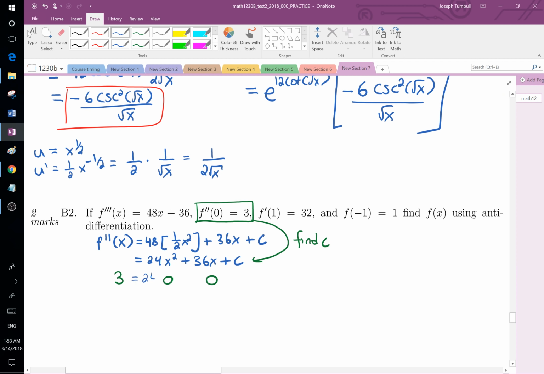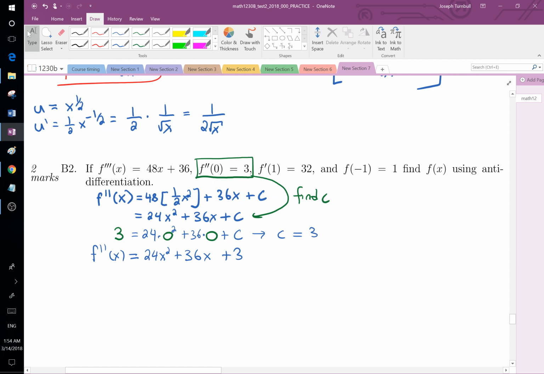I'm going to replace f double prime with 3, the x's with zeros, and plug in the rest. 3 equals 24 times 0 squared plus 36 times 0 plus c. So 3 is equal to 0 plus 0 plus c, so c is equal to 3. So my second derivative, f double prime of x, I'm going to rewrite it with that value of c: 24x squared plus 36x plus 3.